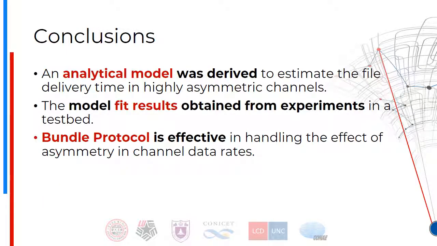So we derived an analytical model to estimate the file delivery time in highly asymmetric channels. The model fits the results obtained from experiments in the testbed, and we can say that the bundle protocol and the custody transfer mechanism are effective in handling the effects of asymmetry in channel data rate. So this basically concludes my presentation. Thank you very much for your time.